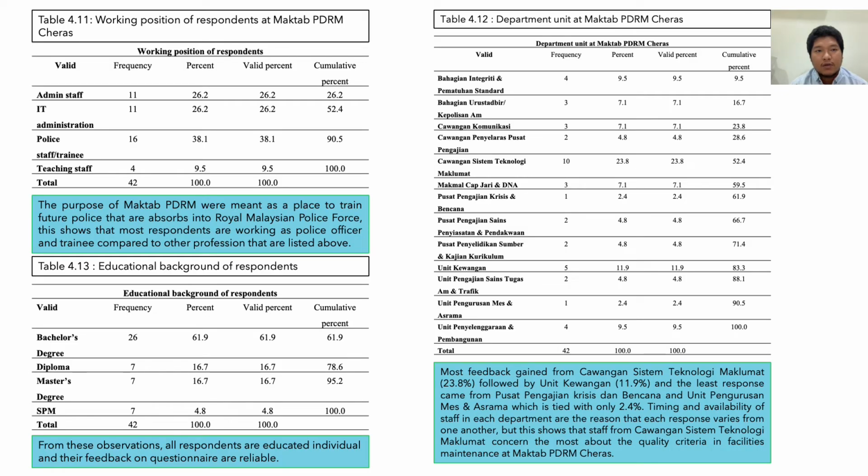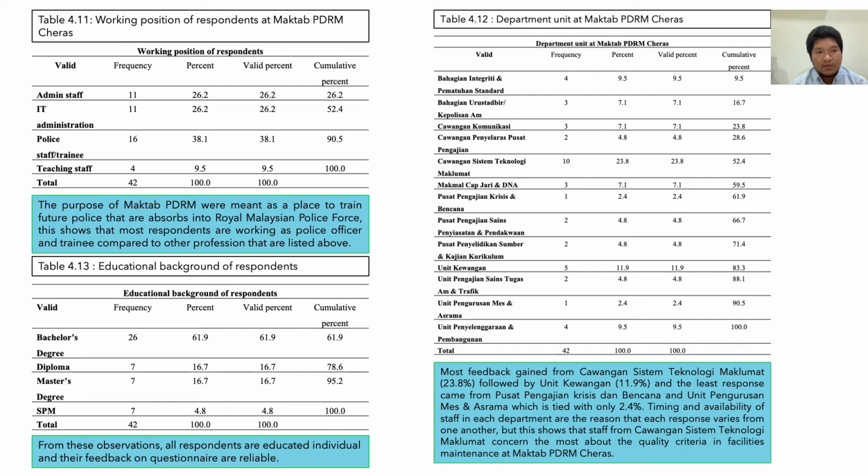On the questionnaire survey for part A, after asking about age and gender, the third one I asked about their working position, and as you can see from table 4.11, the highest would be the occupants who work as police staff or police trainee. It makes sense because Maktab PDRM Cheras was meant as a place to train future police that will be absorbed into the Royal Malaysian Police Force. So most respondents are working as police officers and trainees compared to other professions listed above. The second and third highest would be admin staff and IT administration staff, and the last one would be teaching staff.